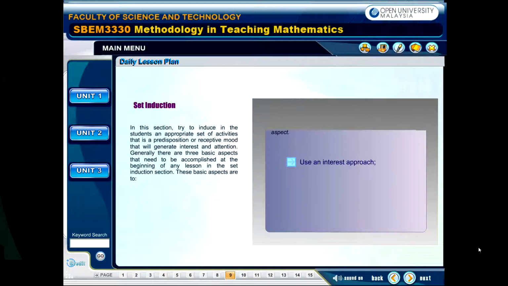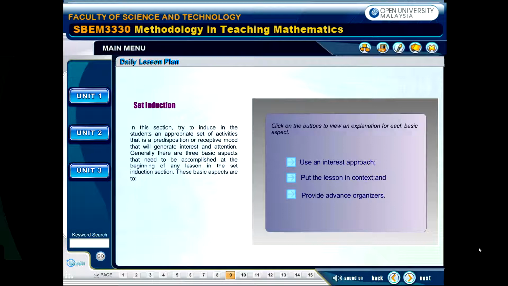In this section, try to induce in the students an appropriate set of activities that is a predisposition or receptive mood that will generate interest and attention. Generally, there are three basic aspects that need to be accomplished at the beginning of any lesson in the set induction section. These basic aspects are to, number 1, use an interest approach, 2, put the lesson in context, and 3, provide advanced organizers. Click on the buttons to view an explanation for each basic thing.